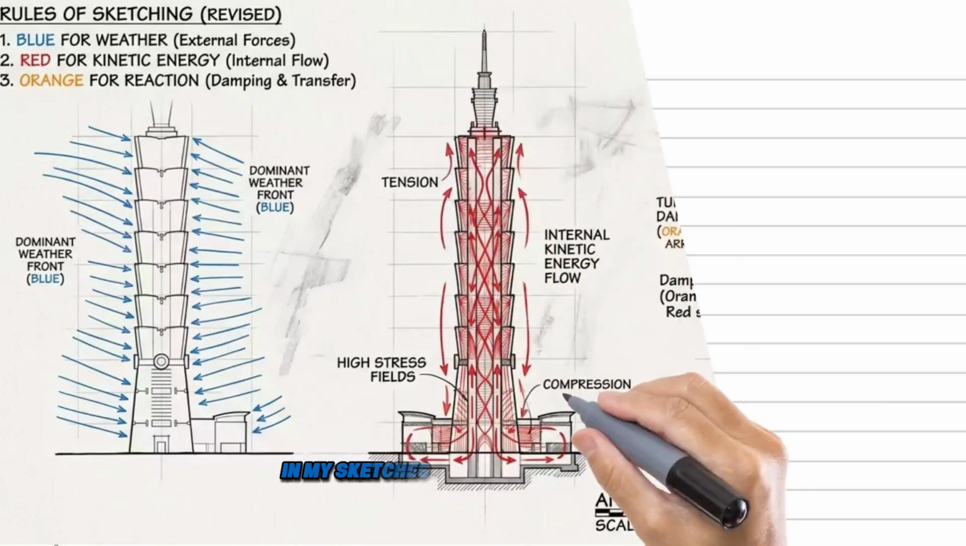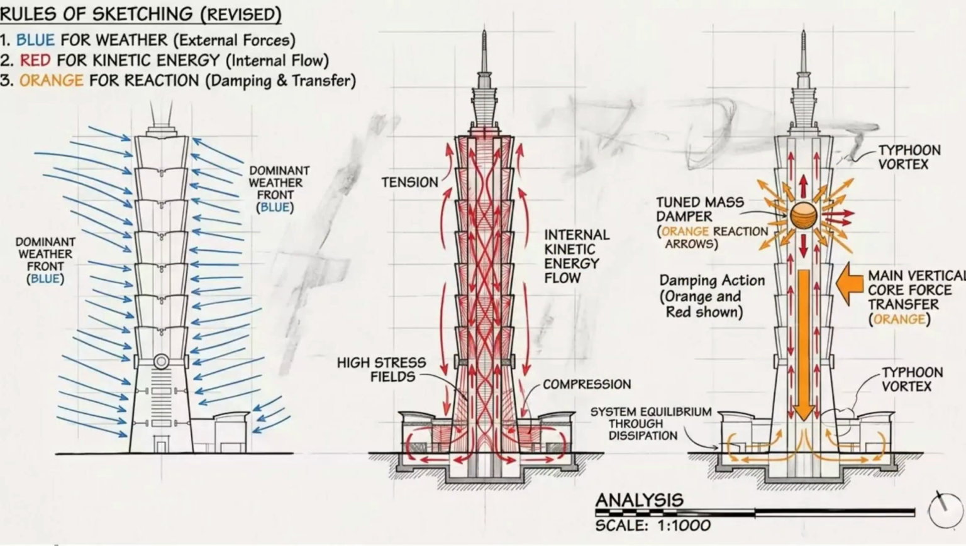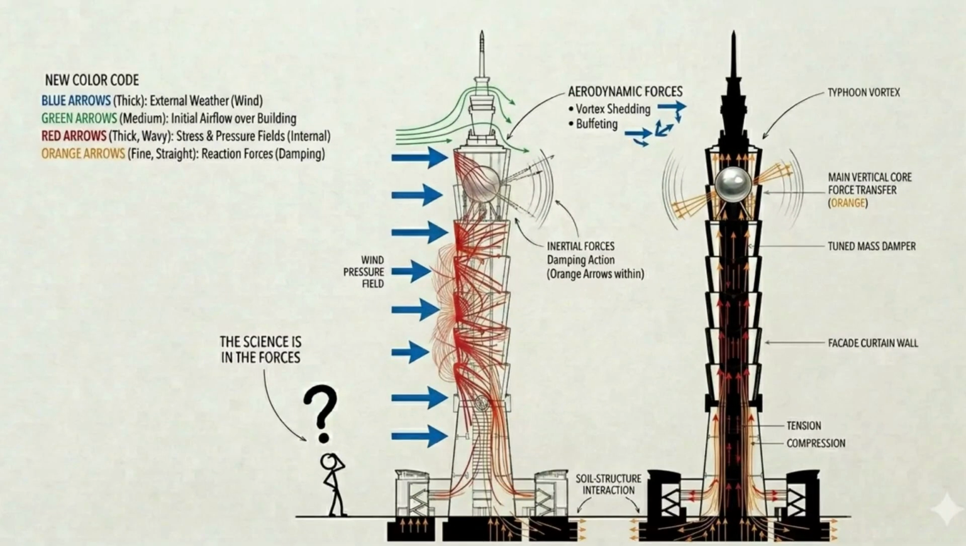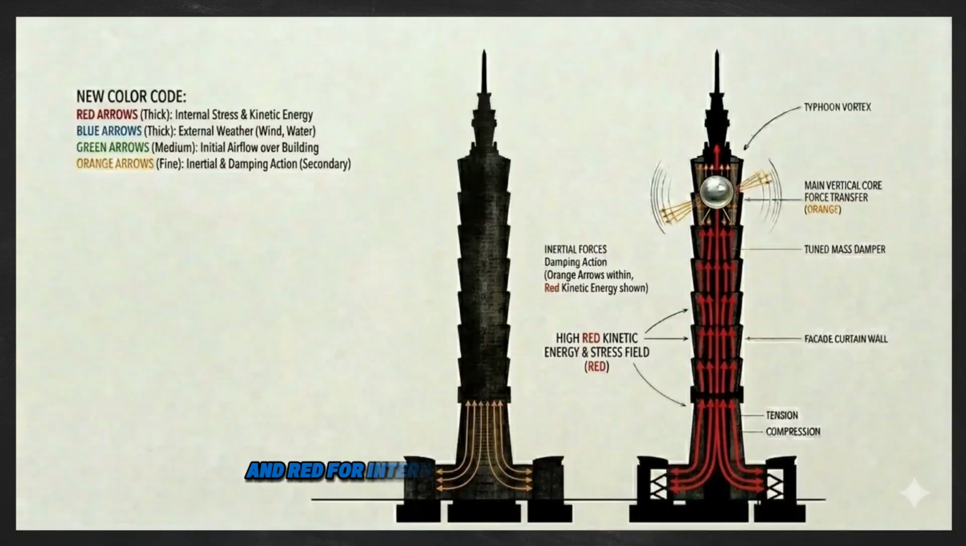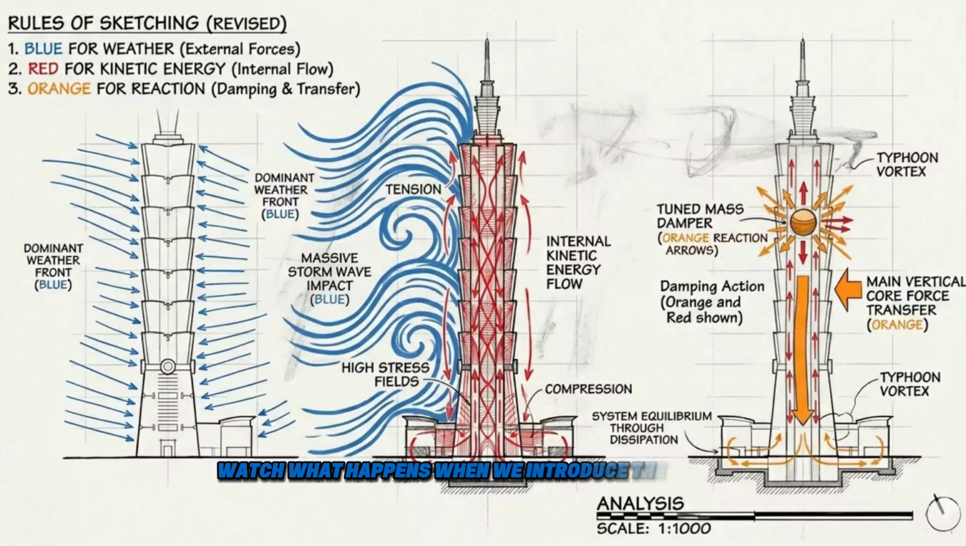In my sketches, I always use 3 rules: black for the solid structure, blue for external elements like wind or water, and red for internal stress and kinetic energy. Watch what happens when we introduce the physics.